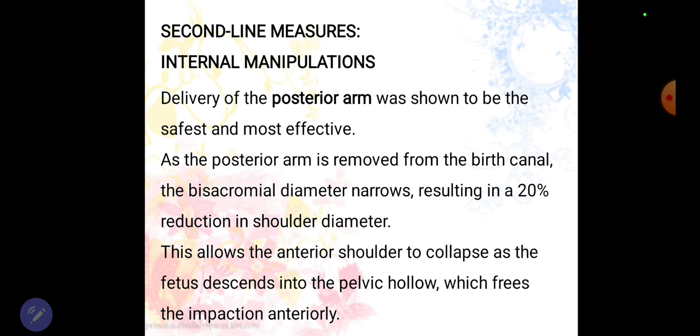As the posterior arm is removed from the birth canal, the bisacromial diameter narrows, resulting in a 20% reduction in the shoulder diameter. This allows the anterior shoulder to collapse as the fetus descends into the pelvic hollow, which frees the impaction anteriorly. By delivery of the posterior arm, the fetal trunk will drop in the pelvic hollow and the anterior shoulder will be disimpacted.